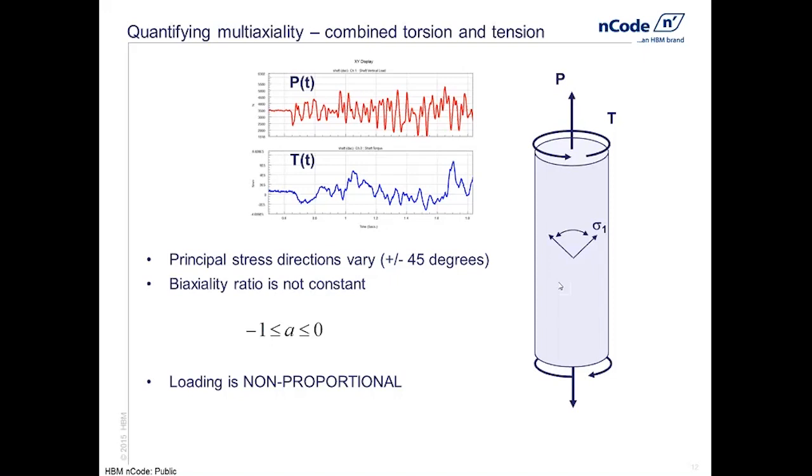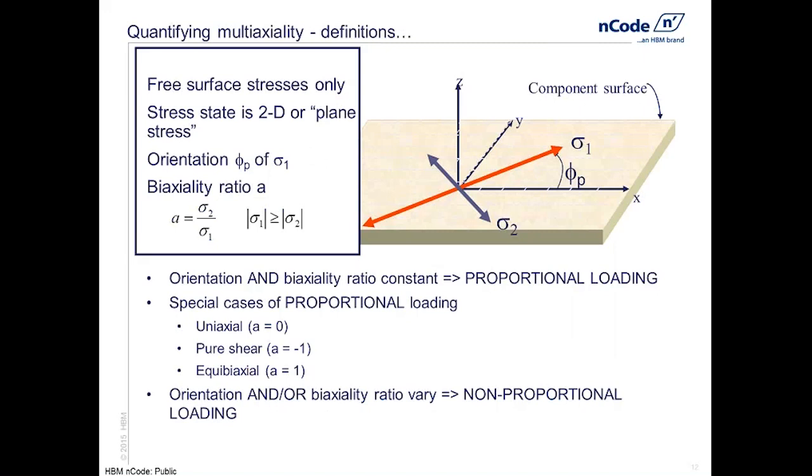That's non-proportional loading. So to sum up, non-proportional loading implies that either the biaxiality ratio or the principal stress directions, or both, vary with time. Otherwise, the loading may be multiaxial, that is not uniaxial, but is proportional. And so pure shear and equibiaxial are special cases of proportional loadings where the principal stress directions remain fixed and the ratio also remains fixed.